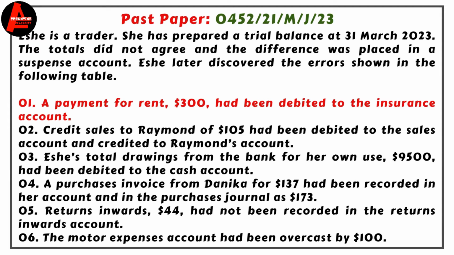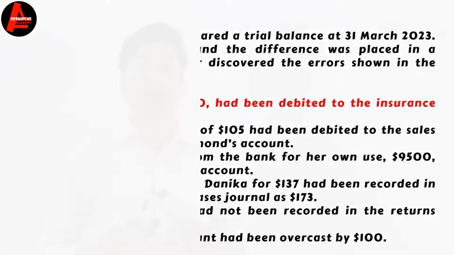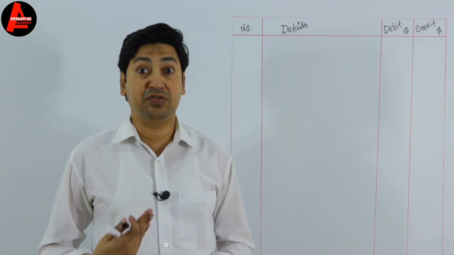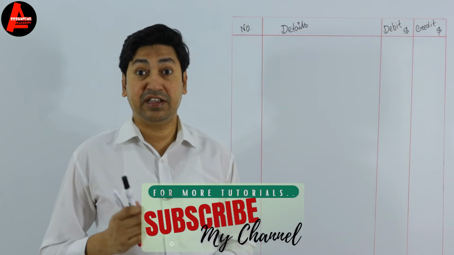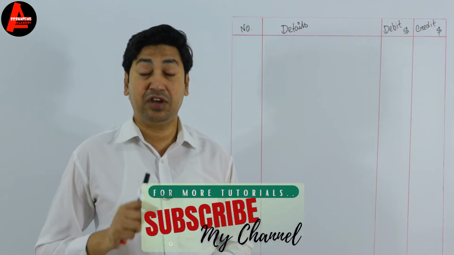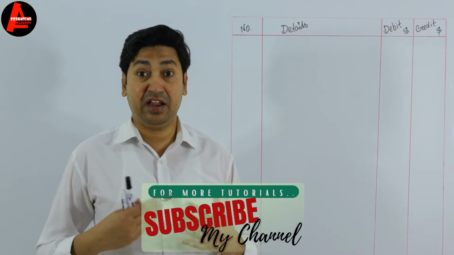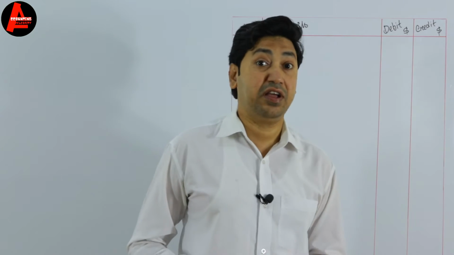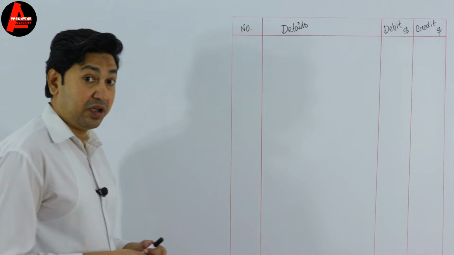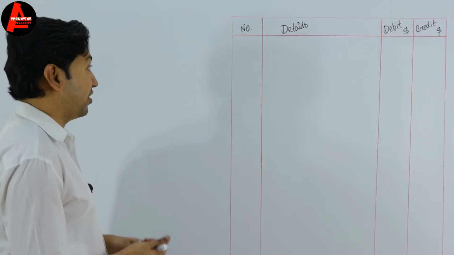So here, transaction number 1: payment for rent $300 had been debited to the insurance account. This is very simple. Rent is an expense and insurance is also an expense. So rent should be debited, but mistakenly insurance was debited. So now to rectify, as insurance was debited mistakenly, it will be credited. And normally rent is an expense, it is a debit account. So here we will write rent account to be debited and insurance account credited.